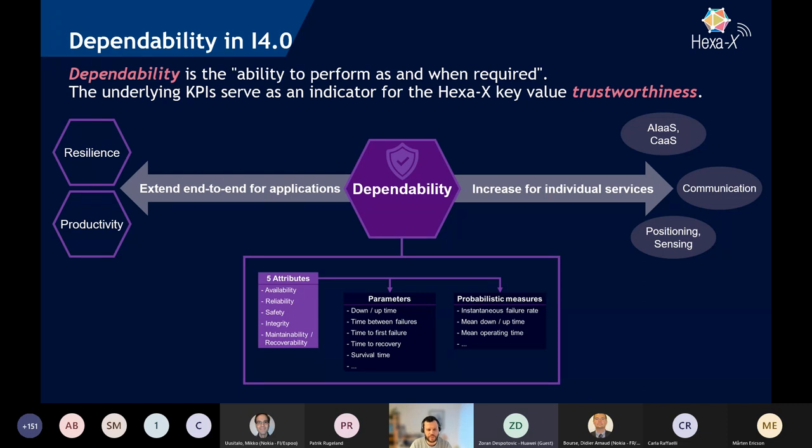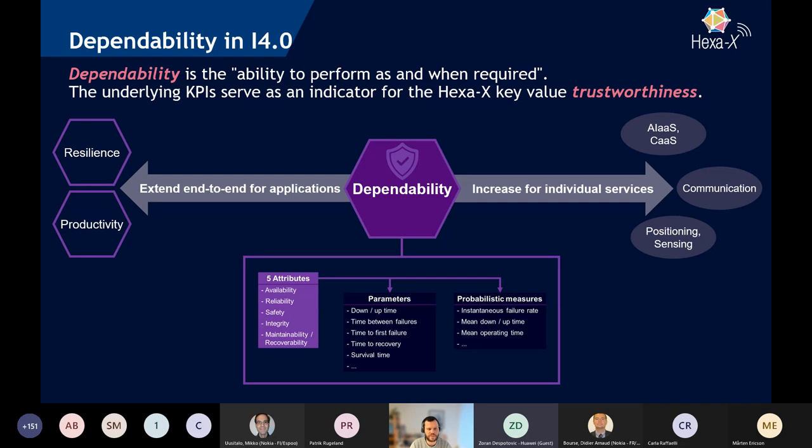Those can be captured by specific measures, for example, up-down time or time between failures. There can be probabilistic measures that allow us to quantify those attributes. And they basically are used to specify how dependable a specific service is. So for example, a communication service or a positioning service or a sensing service and so on.